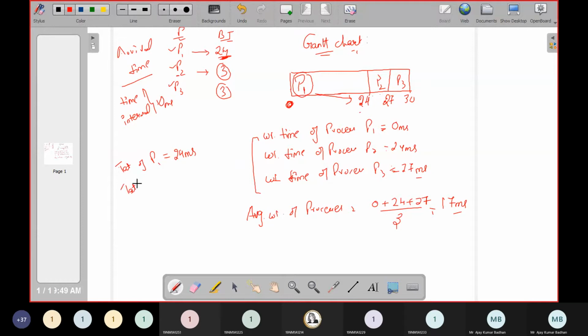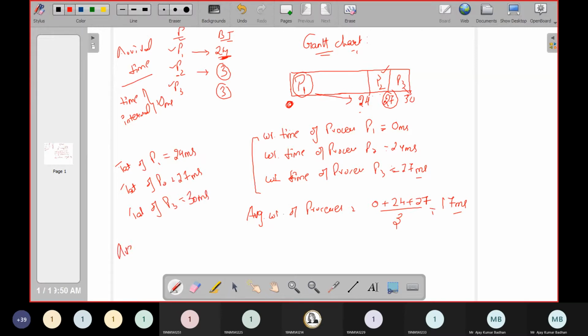Then the turnaround time of process P2: the right side is 27, so the turnaround time for P2 is 27 milliseconds. Then the turnaround time of process P3. Turnaround time is nothing but the total time taken to execute, right from the beginning, from the waiting time to the total completion of a particular task by that process. For P3, the right side value is 30 milliseconds.